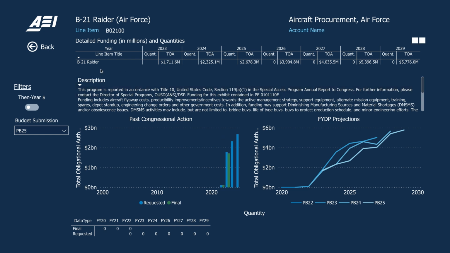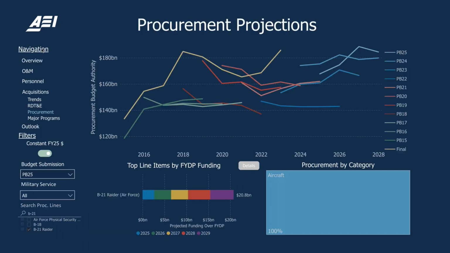On the procurement details page, if quantity is provided, it will show the quantity by year. It shows the description from the budget request. It also shows past congressional action and past budget requests, how they compare in the 5-year projection of funding. You click back, it'll take you back to the main procurement page.